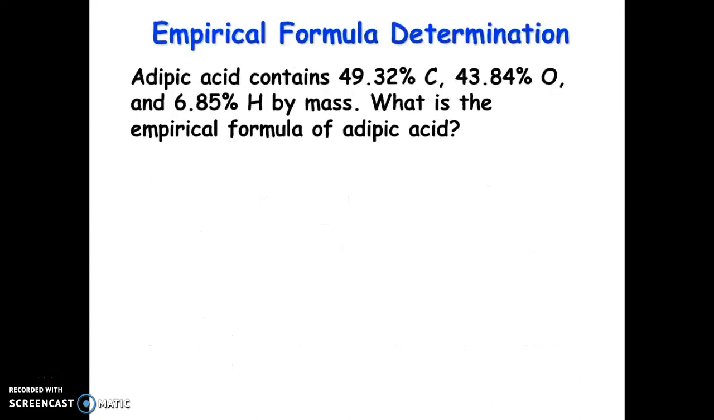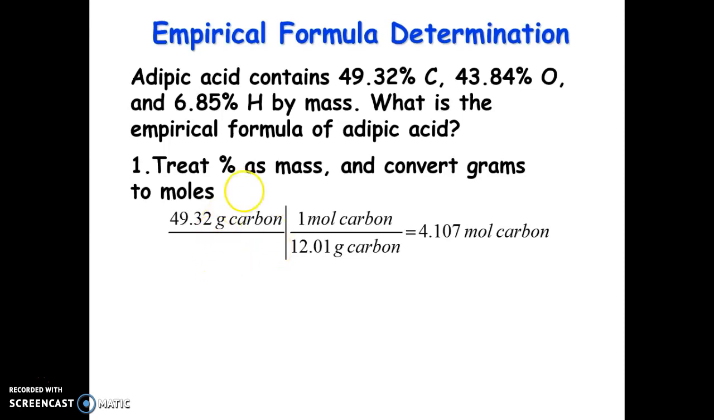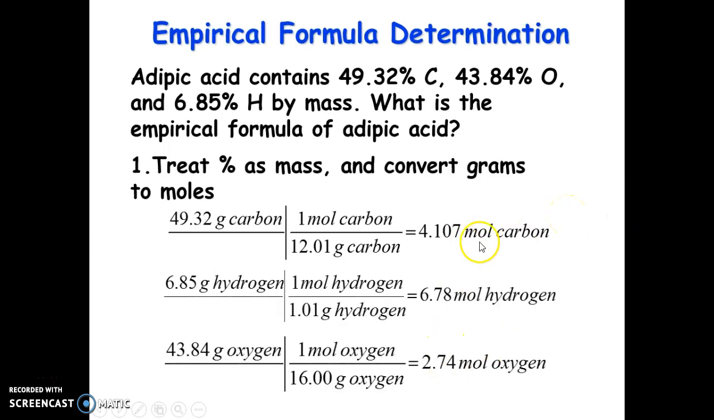So here's an example. Adipic acid is 49.3% carbon, oxygen, and hydrogen, by mass. What's the empirical formula? So we're going to treat these percentages as masses, and we're just going to convert them from grams into moles. 49.32% carbon becomes that many grams of carbon. Converting it into moles gives you that many moles of carbon. Hydrogen and oxygen, you do the same way. So I have these moles of each of the elements represented.